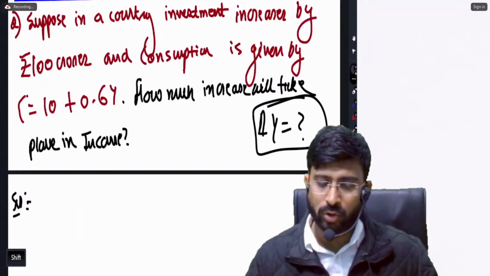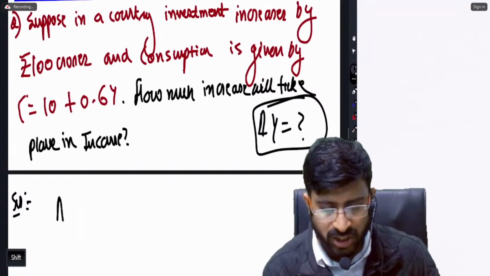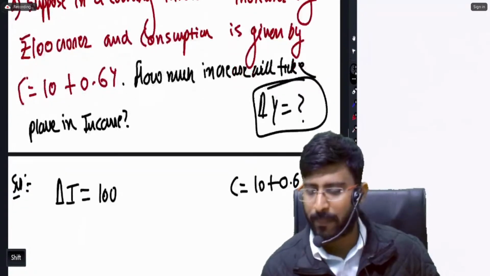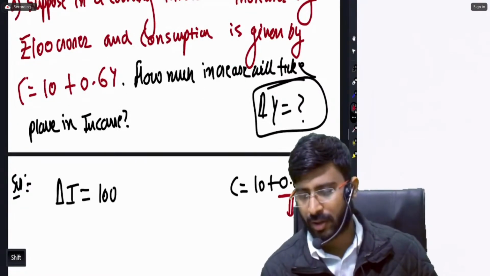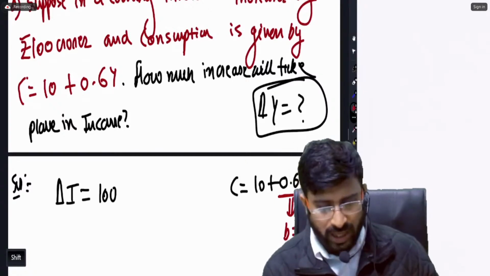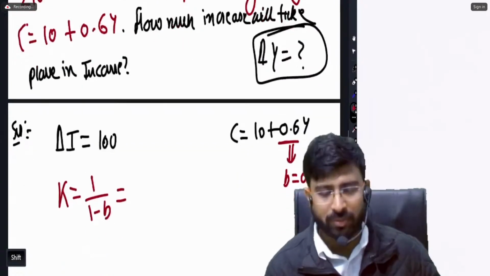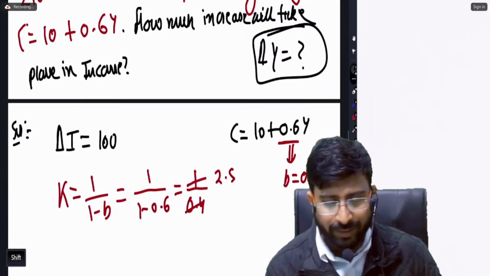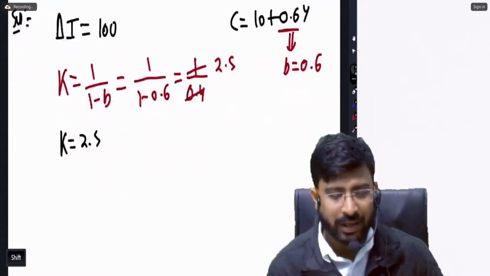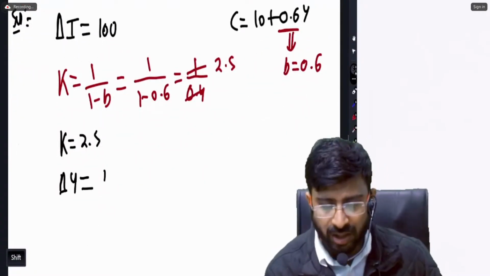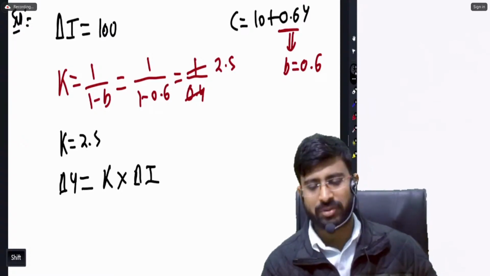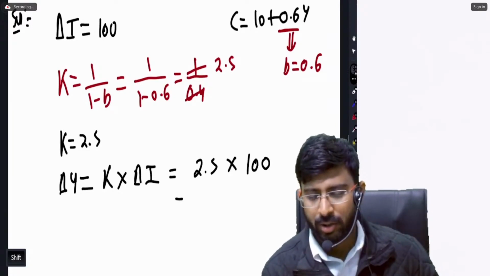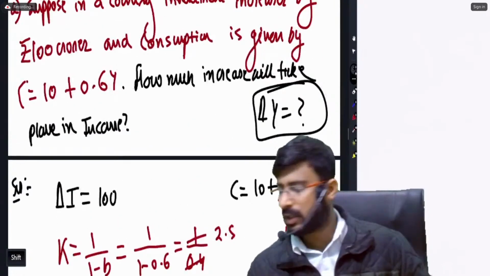Very good. Let's go. So suppose in a country, investment increases by 100 crores. So change in investment is given to us, 100 crores. And you know what? C is 10 plus 0.6y. So A plus BY. This is B, that is 0.6. So K would be 1 by 1 minus B. You all know this investment multiplier formula. So that is basically 2.5. So K is equal to 2.5. Now they are asking what is the change in income. Change in income is K times delta I. Yes or no? So just apply 2.5 times, and the change in investment is 100, so 250 crores is your answer. And do check that.